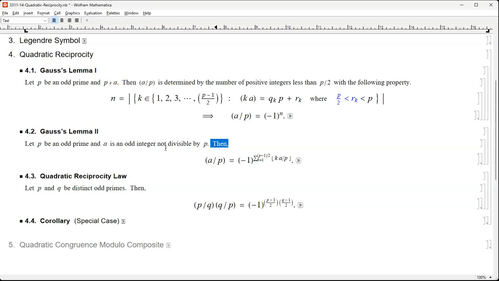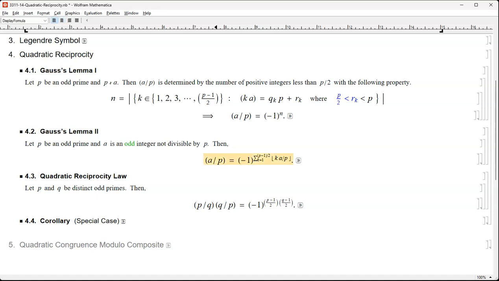So, the second condition here, no surprise, is that a is an odd integer. That's an additional restriction. What difference does it make? Well, that's something to think about. It's an odd integer.